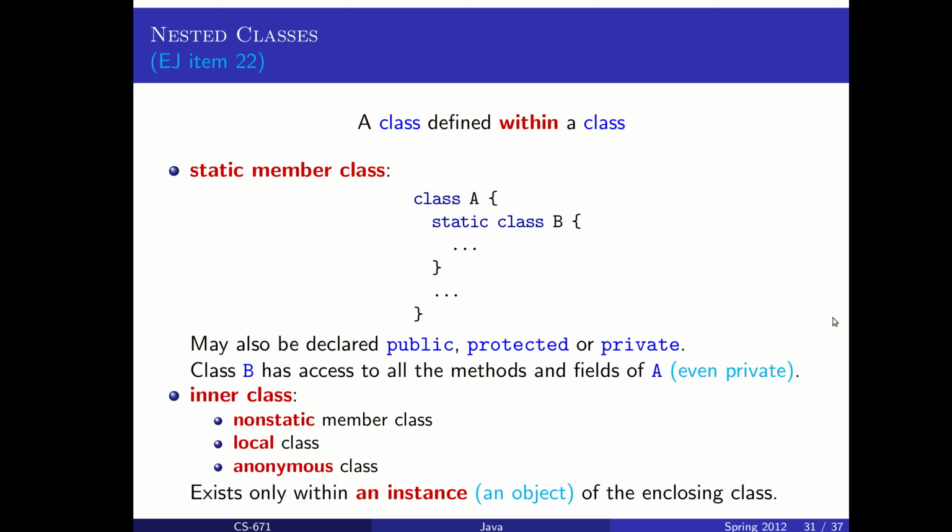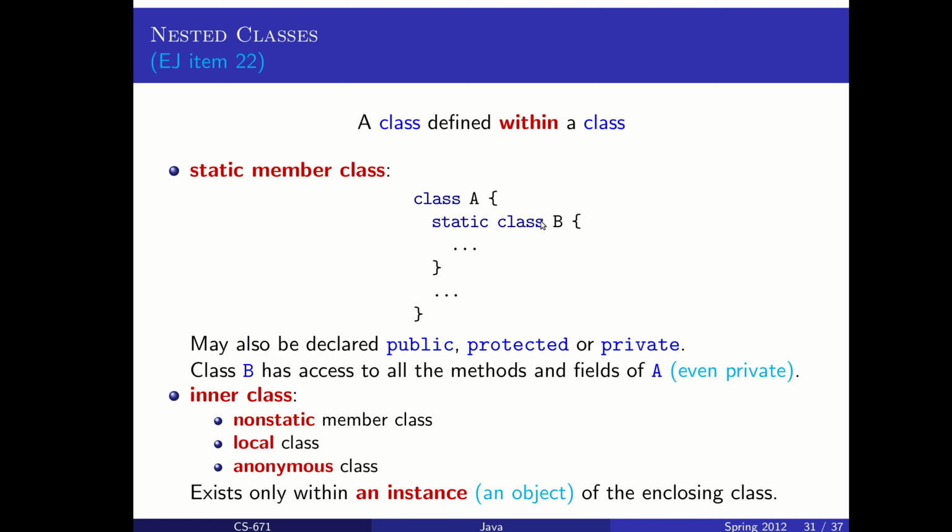Sometimes in Java, we want to define a class whose behavior is needed as part of another class. We do this by nesting classes. This defines one class inside of another class. Two ways to do this are static member classes and inner classes.